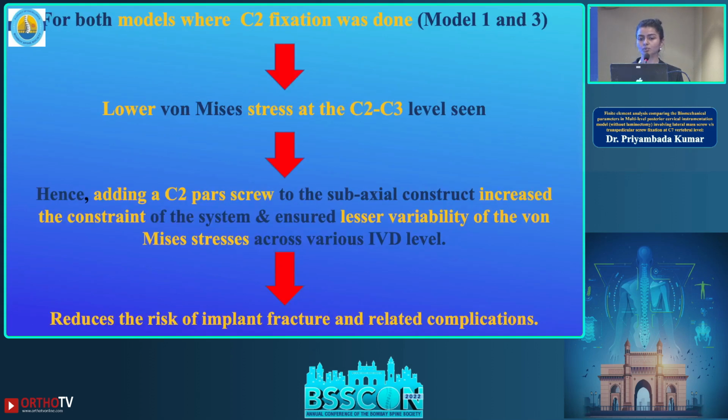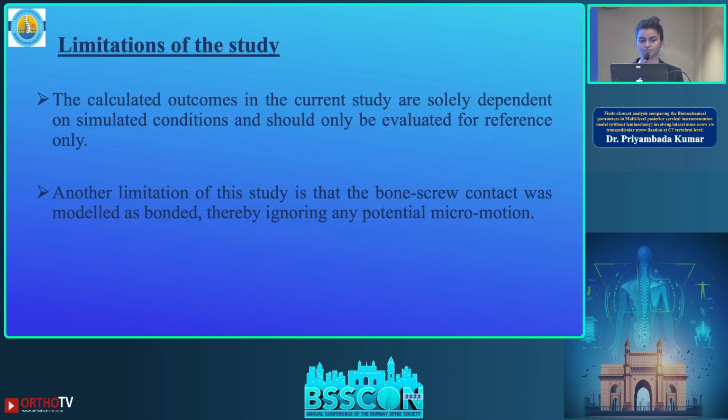For both models where C2 fixation was done, lower stress was seen at the C2-C3 level, and so adding a C2 pars screw to the construct increased the constraint of the system and ensured lesser variability of the stresses across various disc levels. This in turn reduced the risk of implant fracture and related complications.